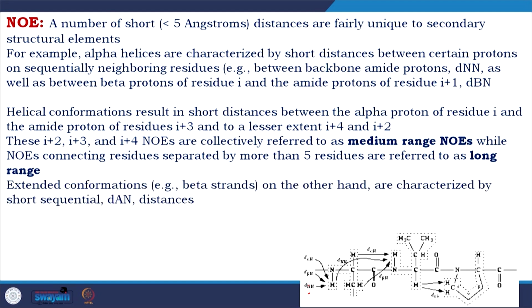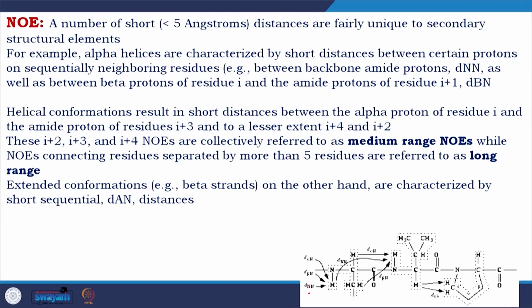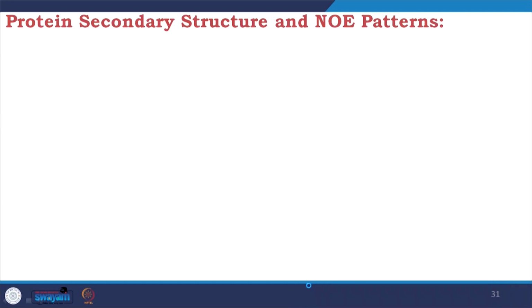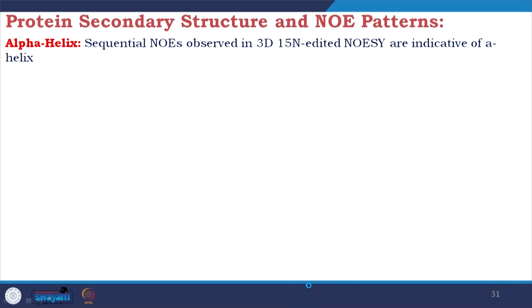Long range NOEs are normally weak, but they need a separate experimental setup or special condition. Extended conformations, for example beta strands, on the other hand are characterized by short sequential d alpha N distances. You could see all the parameters here. The formation of sheets also results in short distances between protons on adjacent strands, d alpha alpha and d alpha N. So, for alpha helix, the sequential NOEs observed in 3D 15N edited NOESY are indicative of alpha helix.